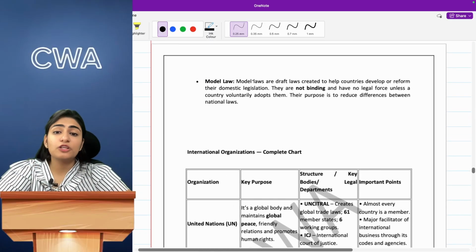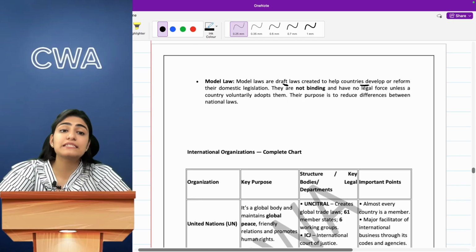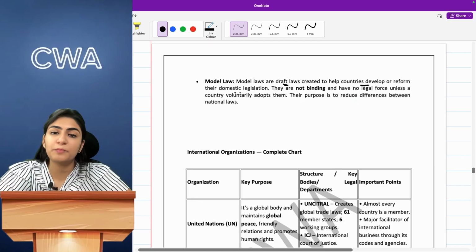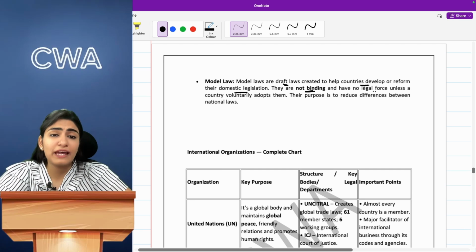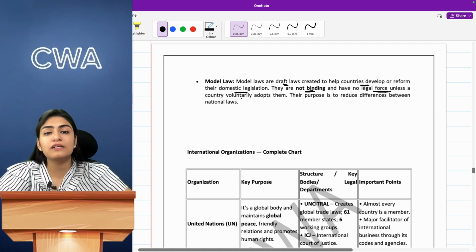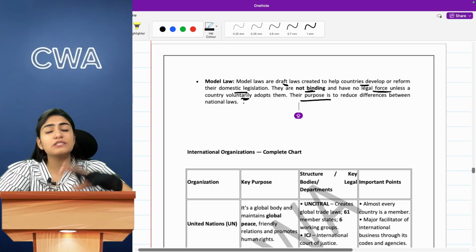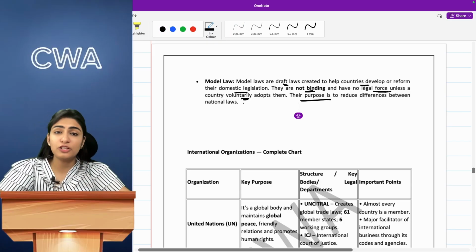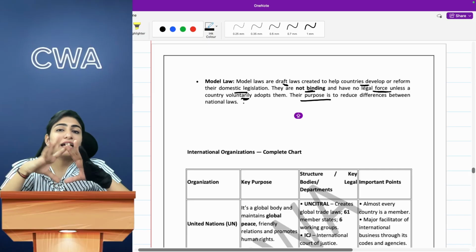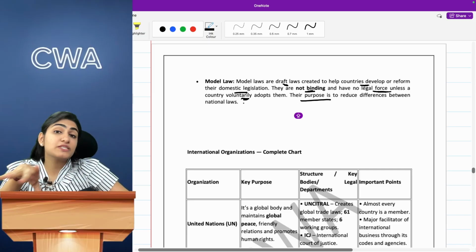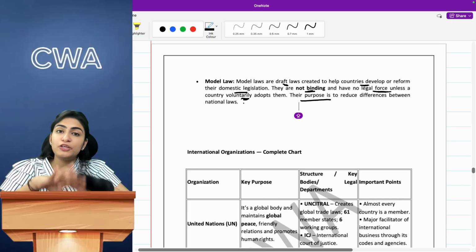Model law. What is model law? Model laws are draft laws created to help countries develop or reform their domestic legislation. They are not binding, nor do they have any legal force unless a country voluntarily adopts them. Their purpose is to reduce differences between national laws. It is more like that it exists. It is not compulsory that you follow, but if you voluntarily want to adopt it, you can.